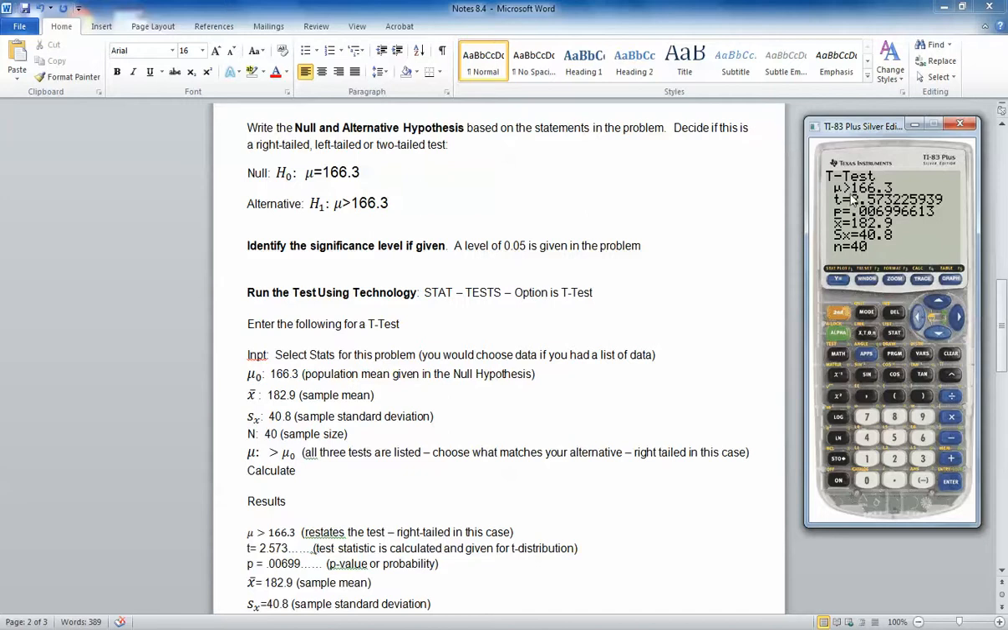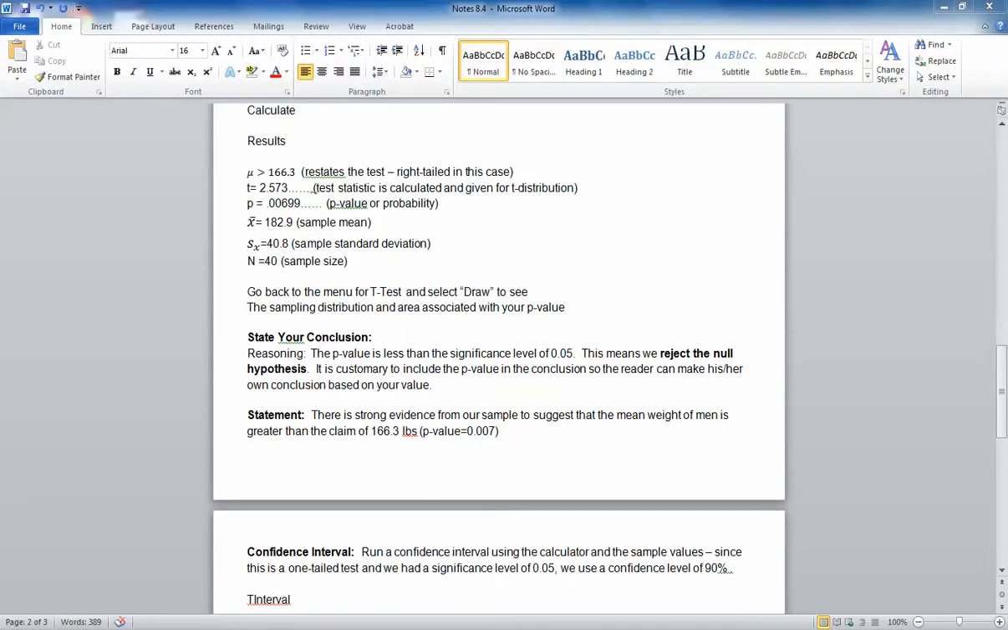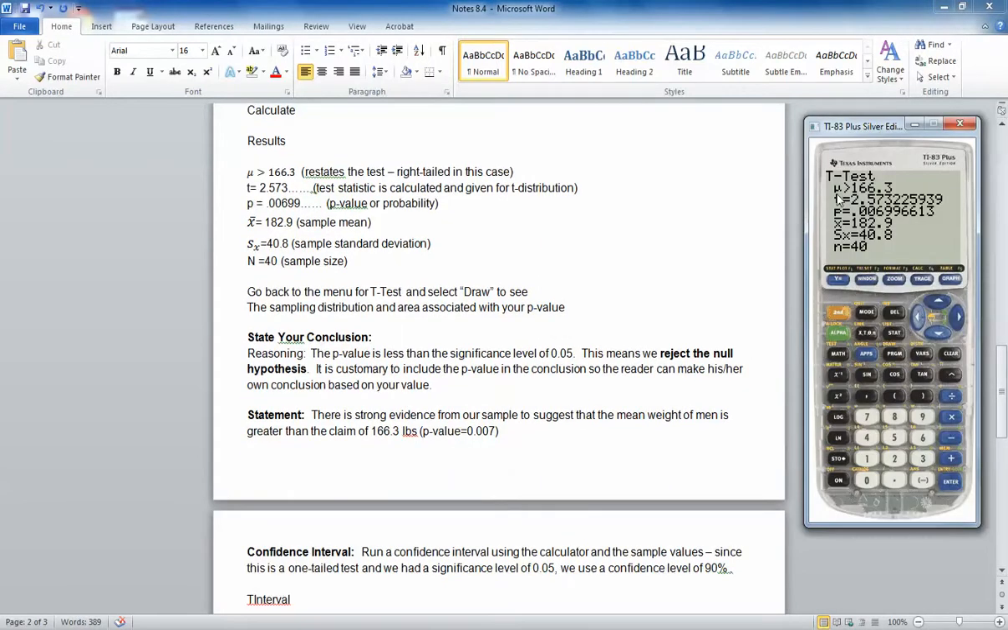So here's what we're told. Our test is that the mean is greater than 166.3. Let me scroll down here to the results. The mean is our claim, we think the mean is greater than 166.3. The test statistic of 2.573 means that our value that we got, the 182.9, the sample, is 2.573 standard deviations away from the mean, on this t-distribution. The p-value is 0.007 if we round it.